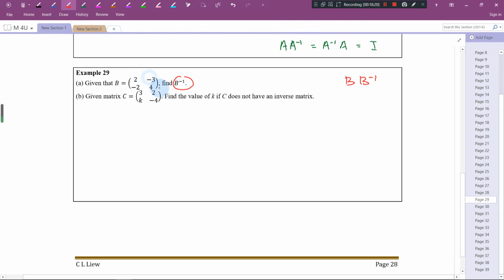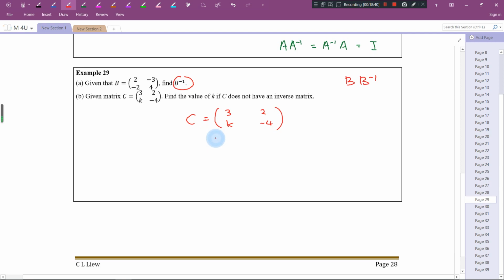Okay, now let's try the last part for this video. Given matrix C is equal to 3, 2, K, negative 4. Find the value of K if C does not have an inverse matrix.